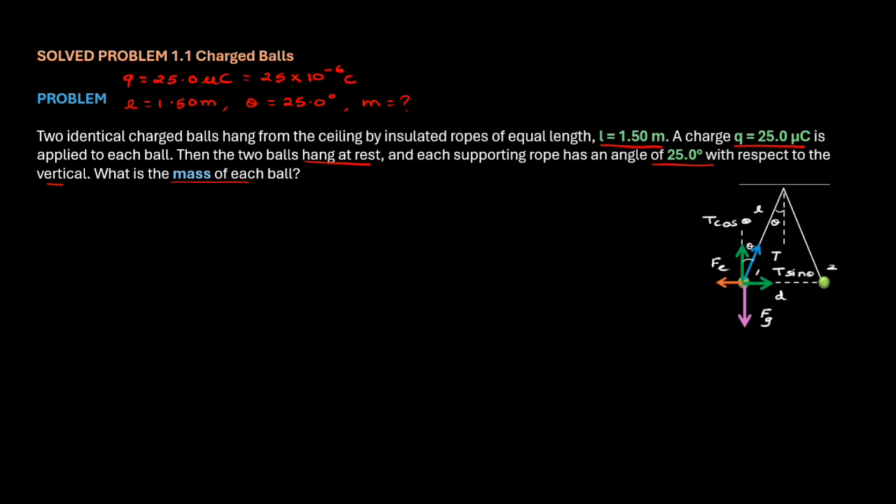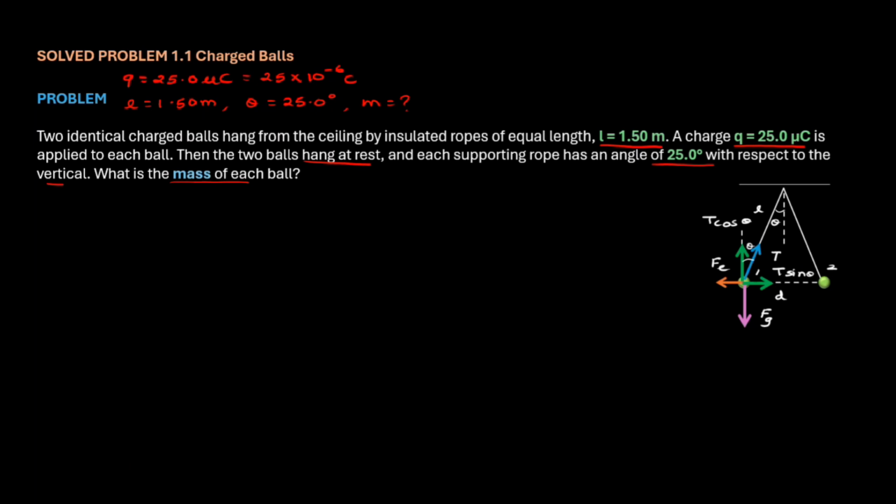Now, usually we take the x component as cosine, but here we are taking the y component as cosine because the angle theta is adjacent to the y-axis. It is not made with the x-axis, and we know that cosine is a term that goes with the adjacent side. So here my y-axis is adjacent to the angle theta. So the y component of tension we are associating with cosine theta. So these are all the forces acting on ball 1.